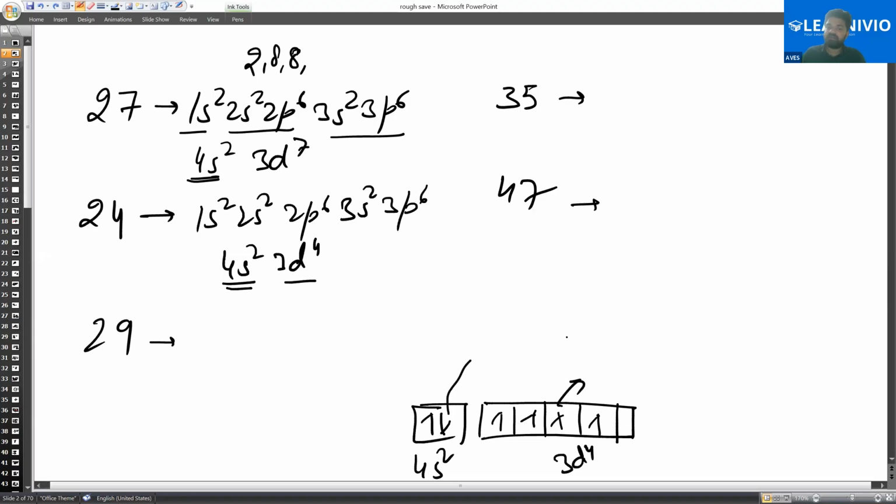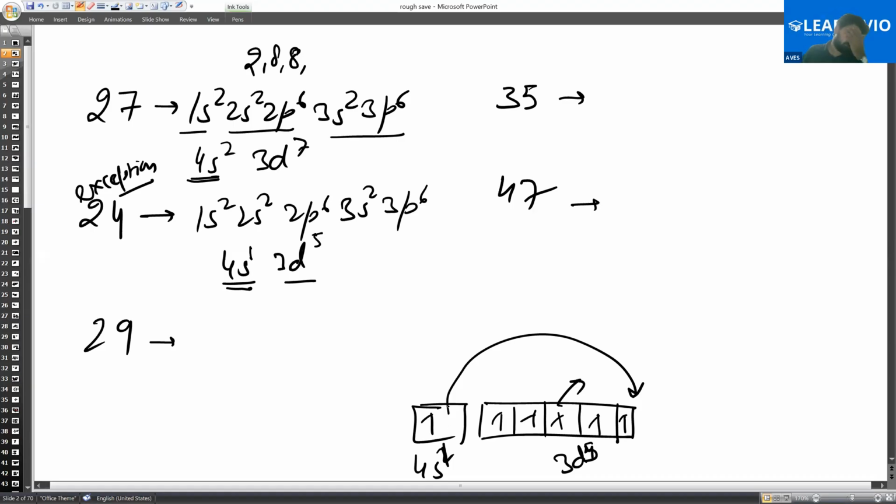So one electron will jump from here, and then it makes 3d5 and 4s1. Okay, 4s1 and 3d5. Got it? This is an exception in electronic configuration, that whenever d is going to have 4, then one electron from 4s will jump, and s is also stable because it is half filled right now.